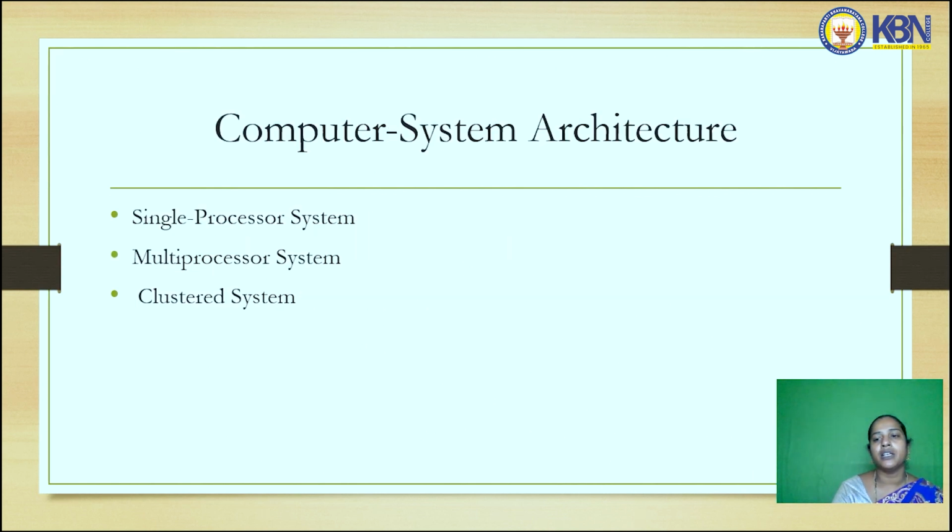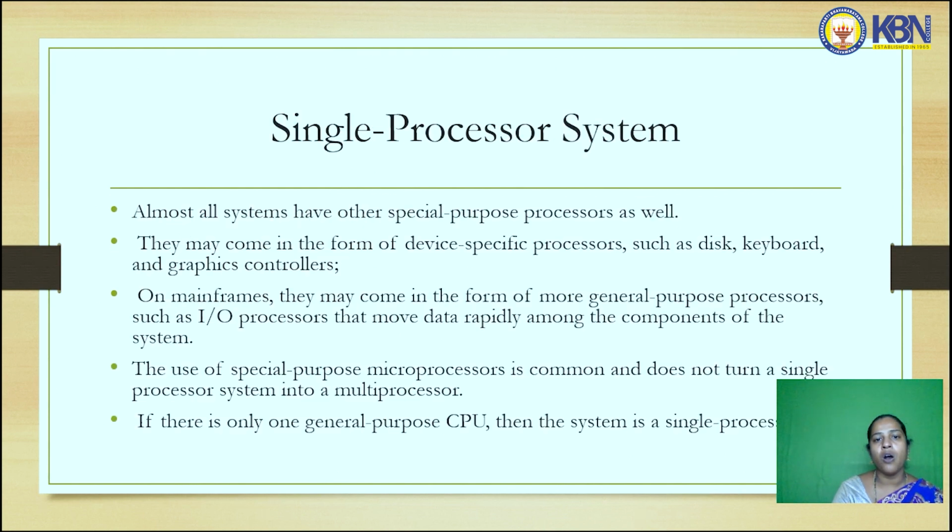Now coming to the computer system architecture. In computer system architecture, we have the single processor system, the multi-processor system, and the cluster system. In a single processor system, there is only one main processor. All the systems have special purpose processors. The special purpose processors are the disk, keyboard, and graphical controllers.